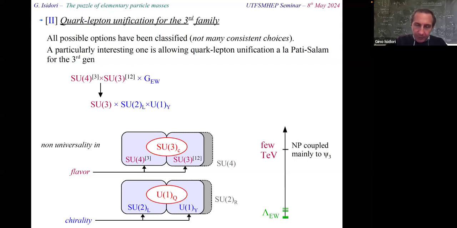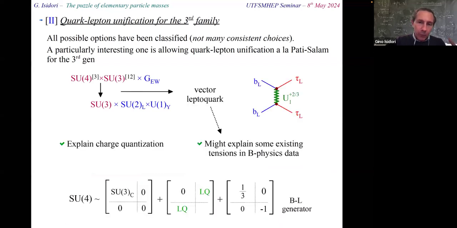Why do we choose SU4? I mean, one theoretical reason is the charge quantization. Another more phenomenological reason is that when we do this breaking, one predicts a massive field coming from the breaking, a vector leptoquark. And this leptoquark actually turned out to be a very interesting mediator for some anomalies which are still there in present data related to third generation flavor effects. Okay, it might explain some hint, some tension in B-physics data.